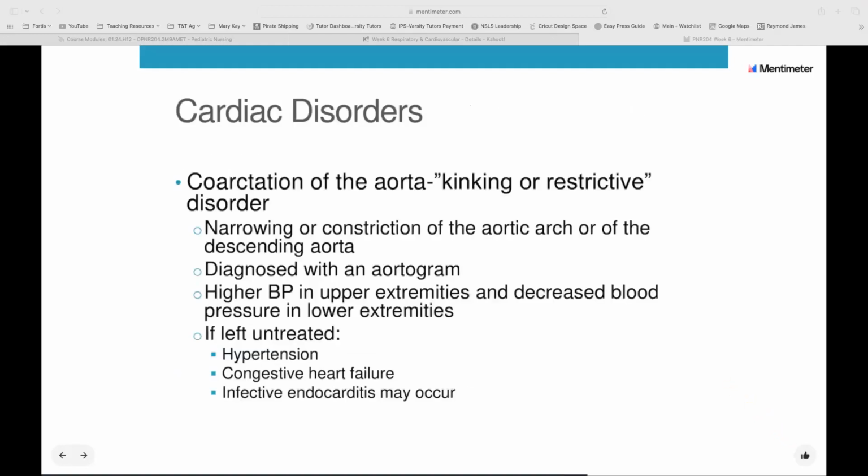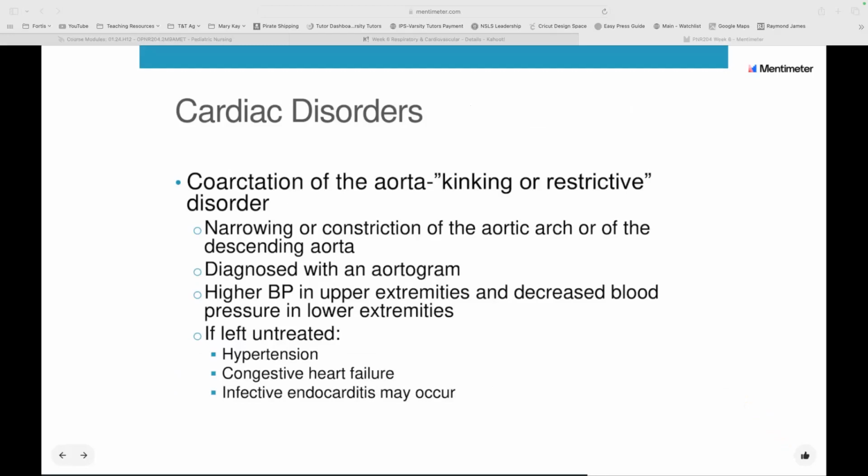So first up, we're going to talk about coarctation. This is where we have a kink in our aorta. If you think about the aorta as a garden hose, when your garden hose gets kinked or twisted, the water doesn't go through. That's exactly what's happening in our coarctation. We've got a kink in the middle and the blood can't flow through. It just runs into the wall.